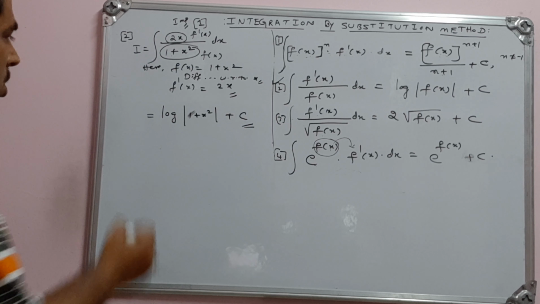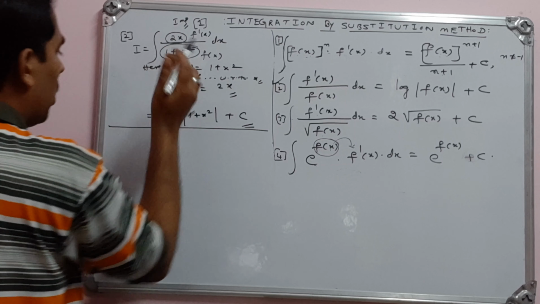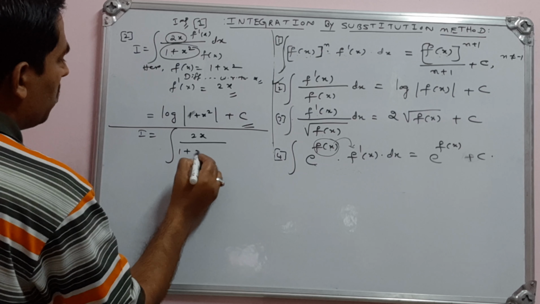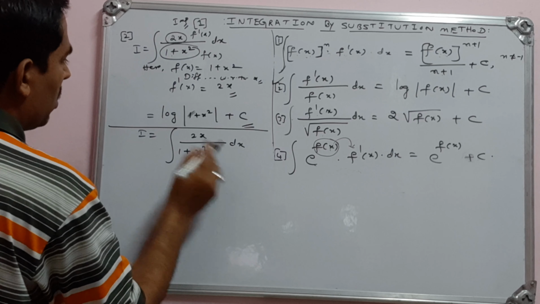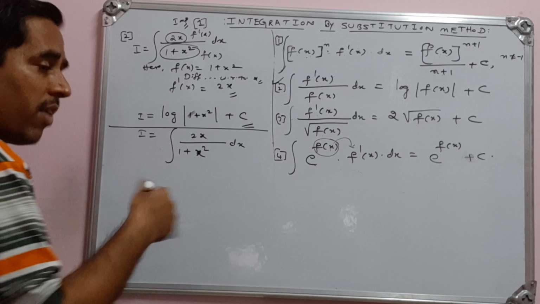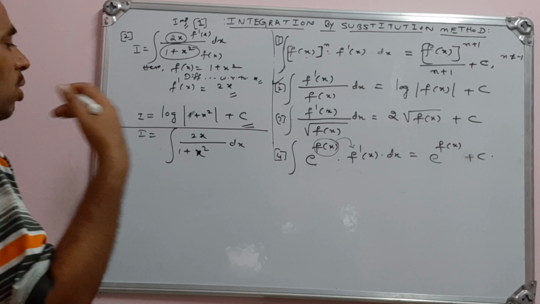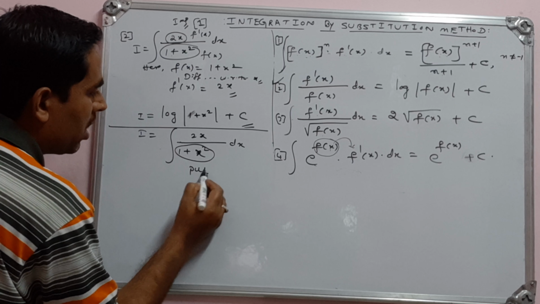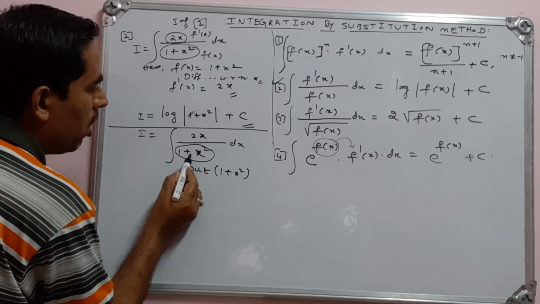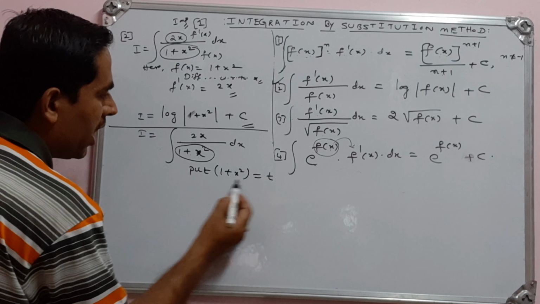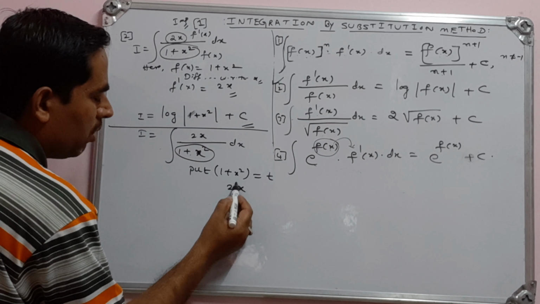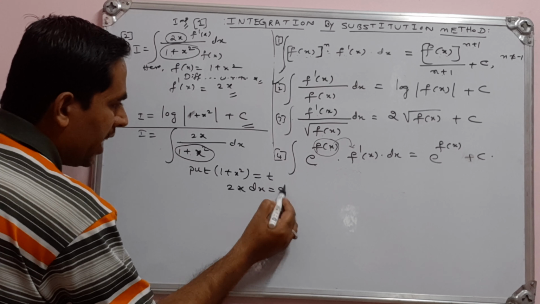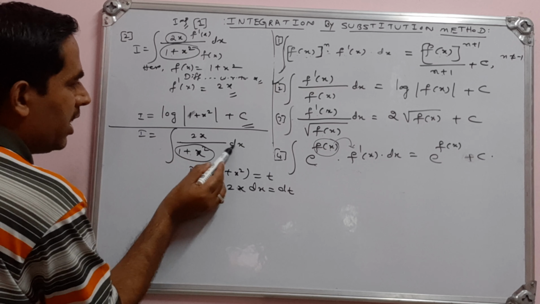Your answer is over. If you want to integrate the same problem by substitution method, observe this. I will show it for this problem only: 2x divided by 1 plus x square dx. If I want to integrate this by substitution method, what will you substitute? We will put the denominator. That's why it is a little bit difficult here to guess the substitution. Put 1 plus x square equal to t. Differentiating, 2x into dx is equal to dt.